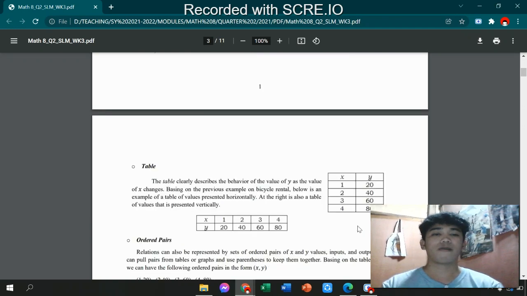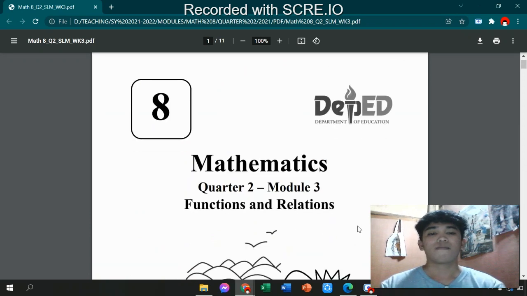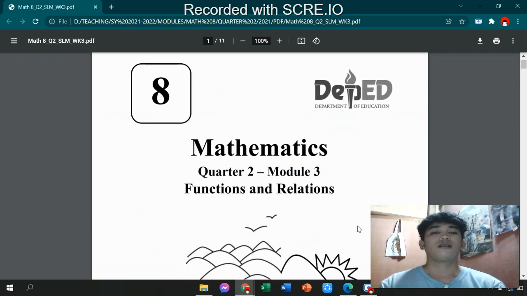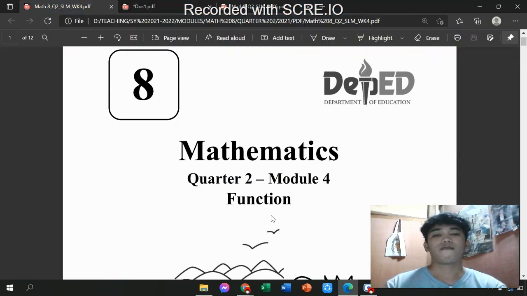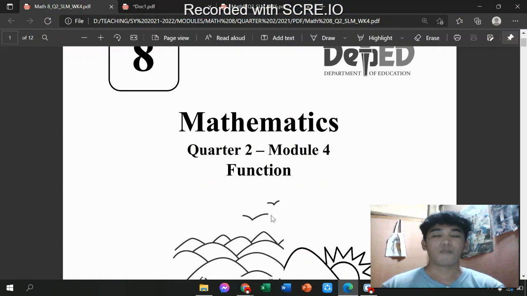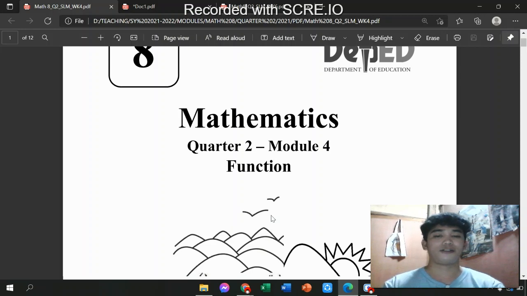You may also review your module 3 because in this module 4 you are given a summative test. Now let's go to our module 4 for this week, in which we will be talking more about function.